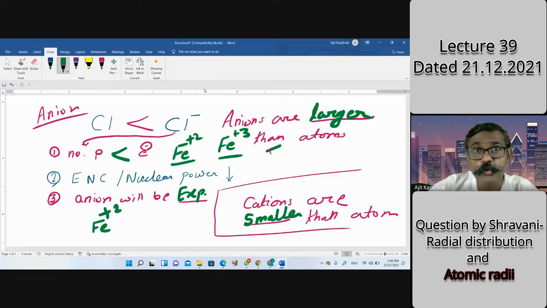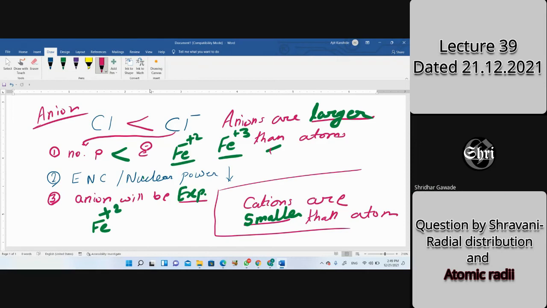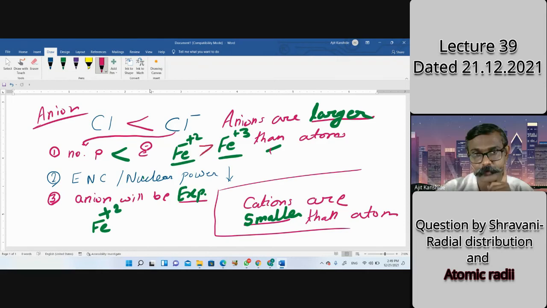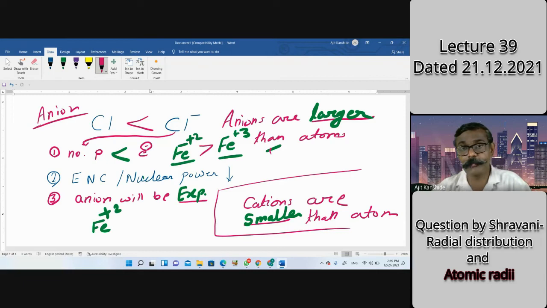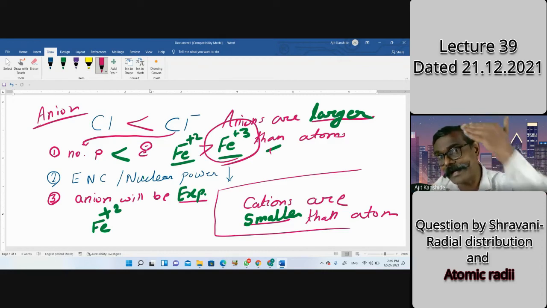But among these two, ferrous and ferric, Fe+2 and Fe+3, who will be smaller? Fe+3. Right, you are absolutely proper to apply the concept. More electrons are removed, so more nuclear charge and nuclear force will be there in case of this ferric ion. Therefore, its size will be smaller. It is about the relative charges among cations.